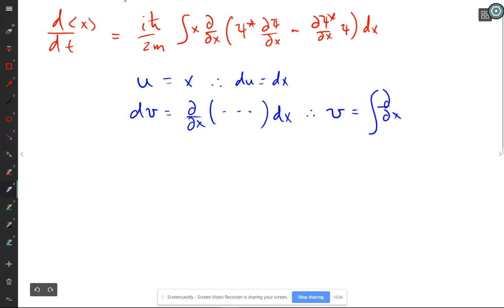Oh, wait, no, that was right. That was right. Once again, we refer to the fundamental theorem of calculus. Yep. So it's going to be that parenthesis dot, dot, dot.